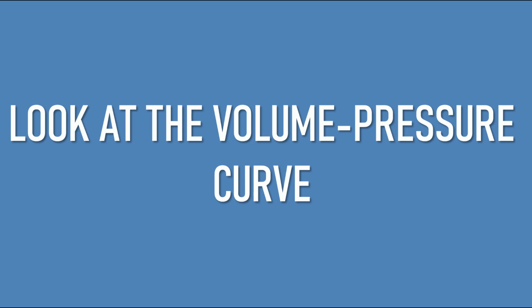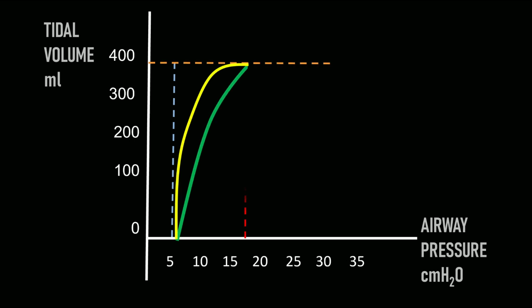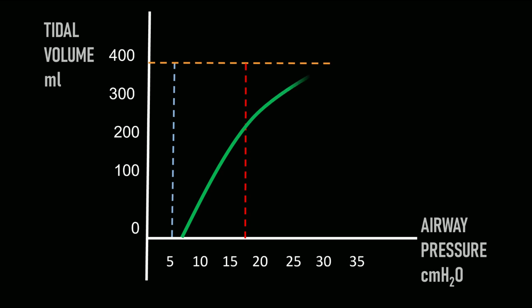One of the first things that's worth looking at on a patient with hypoxic respiratory failure is the volume pressure curve. Volume is on the y-axis and the airway pressure is on the x-axis. Maureen's initial volume pressure curve looked like this. But 3 hours later, it had deteriorated to this. Note that it takes more pressure to achieve the same target tidal volume. In other words, total respiratory system compliance has fallen.